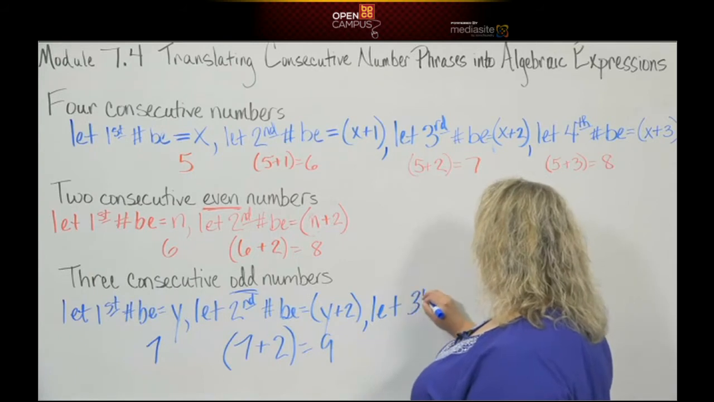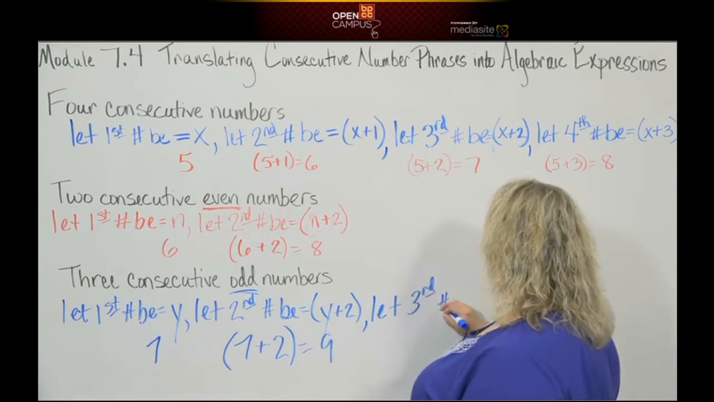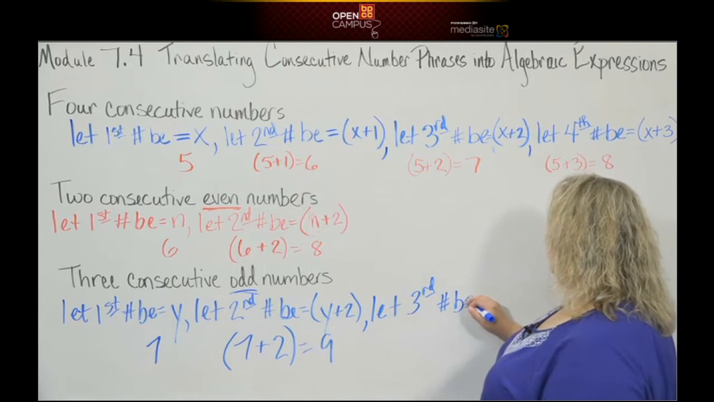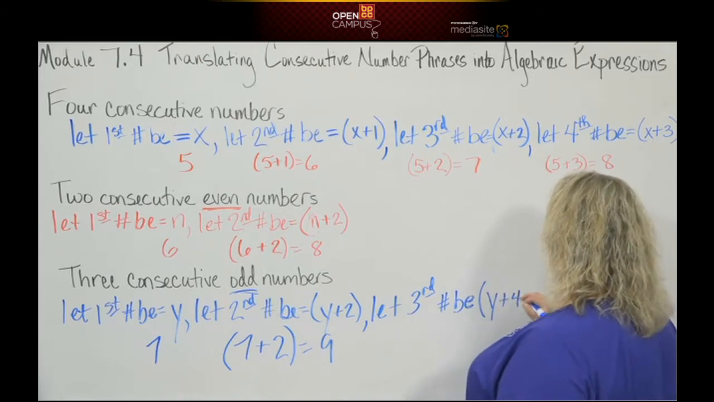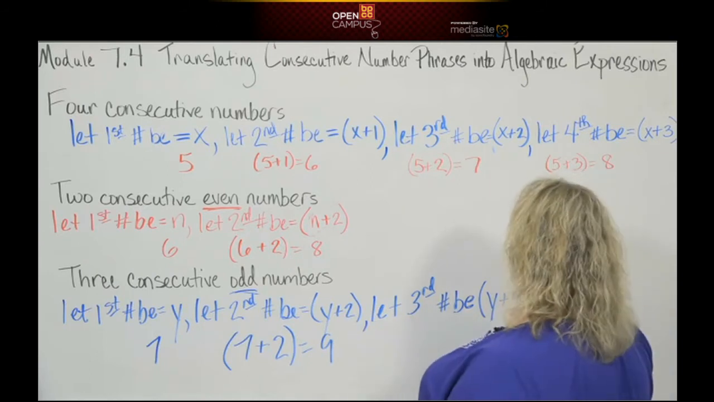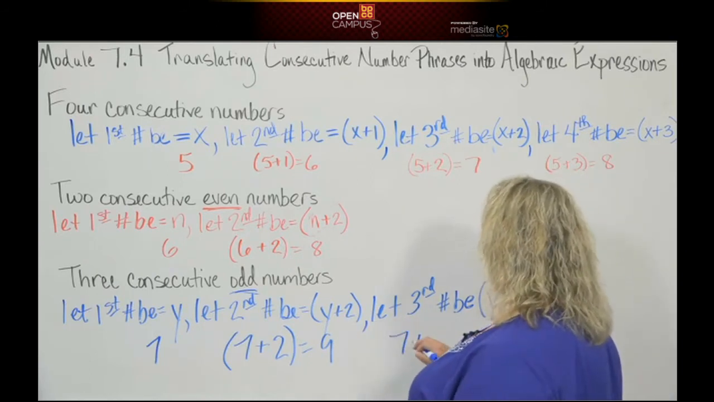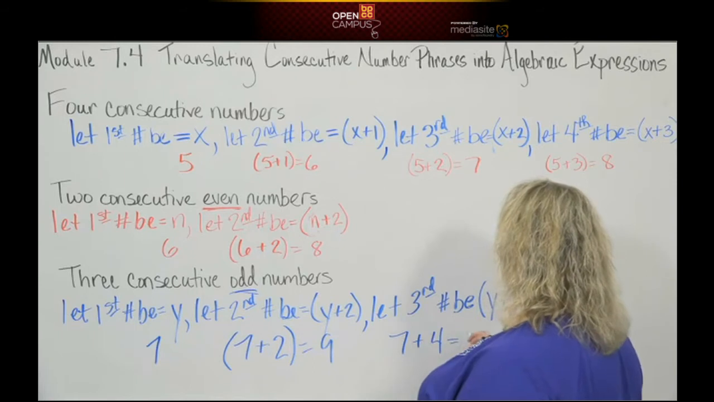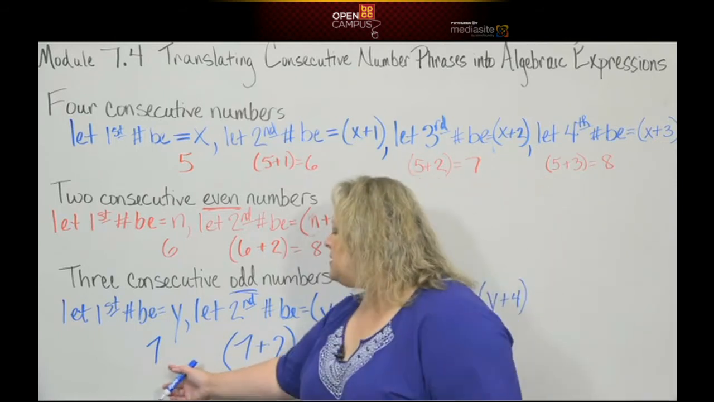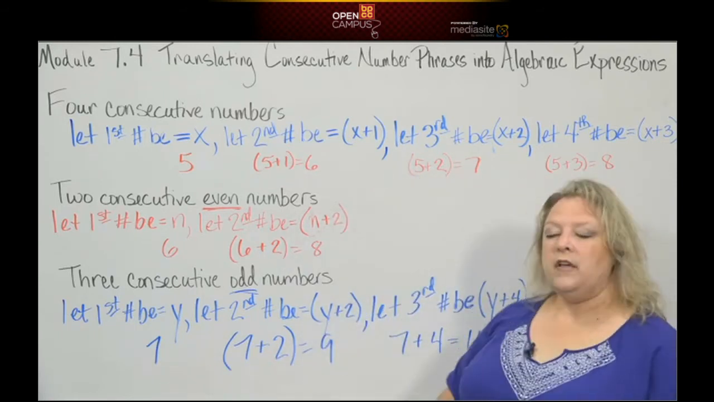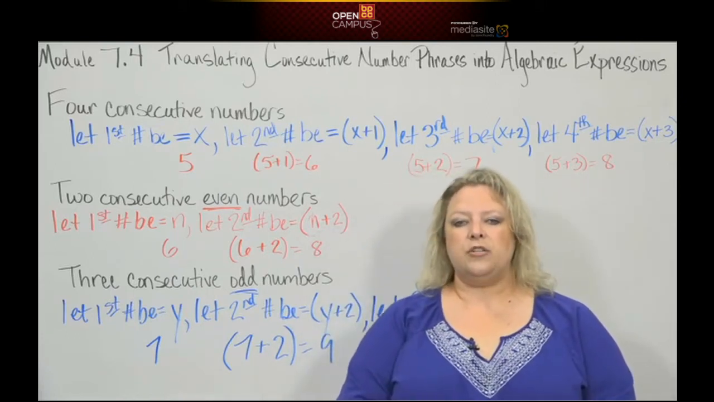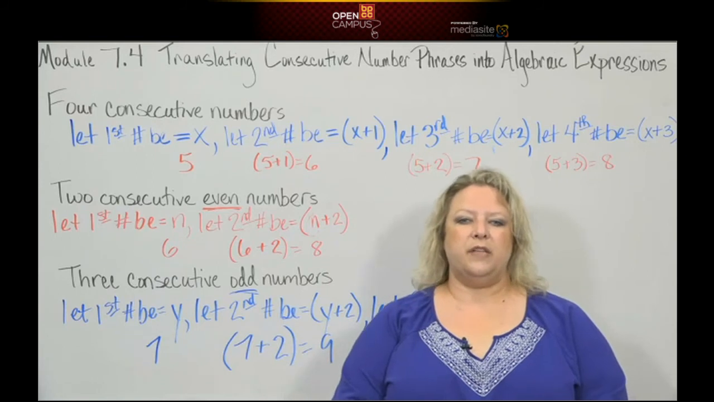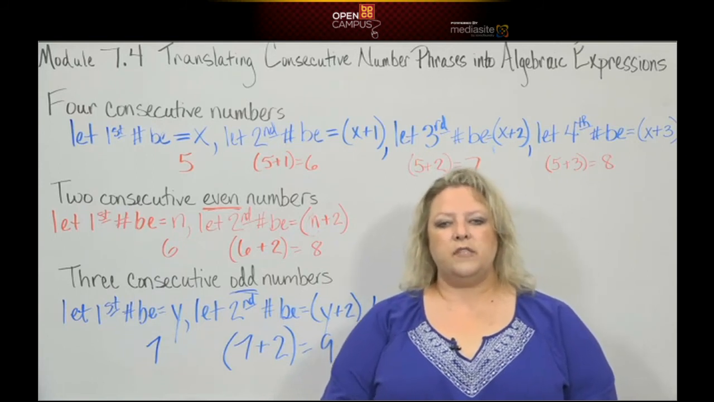Let the third number be equal to y plus 4. Okay, I added 2, then 4. So if I had 7 and I add 4 to that, I get 11. And if I look at this, 7, 9, and 11, those are consecutive odd numbers on the number line. All right, we've done all our translating, so now we're going to actually use this and solve some word problems.